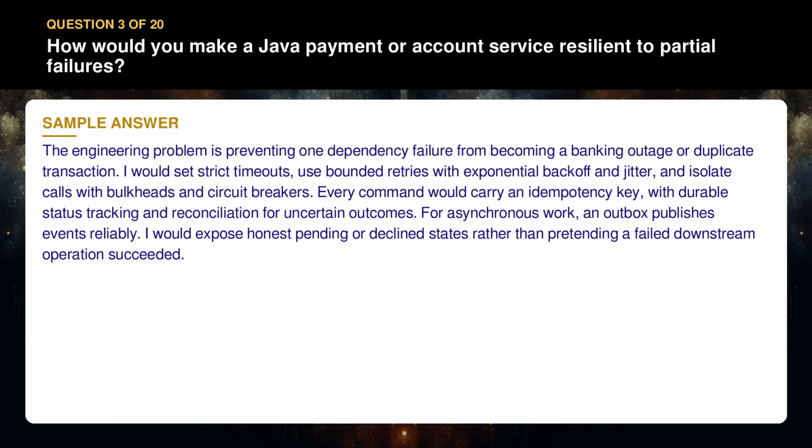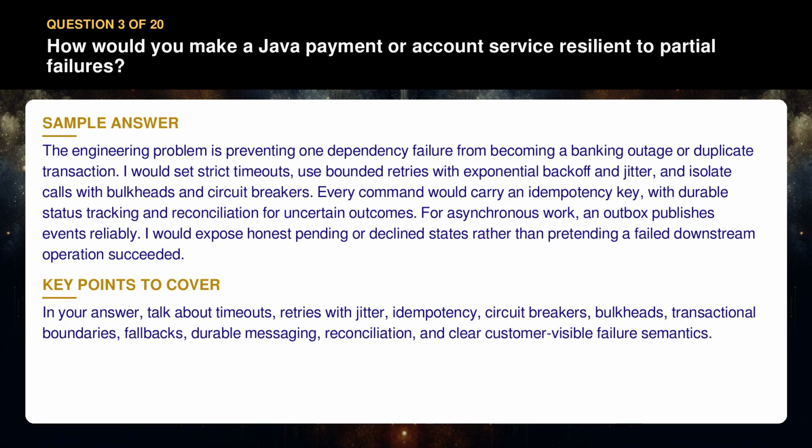For asynchronous work, an outbox publishes events reliably. I would expose honest pending or declined states rather than pretending a failed downstream operation succeeded. In your answer, talk about timeouts, retries with jitter, idempotency, circuit breakers, bulkheads, transactional boundaries, fallbacks, durable messaging, reconciliation, and clear customer visible failure semantics.